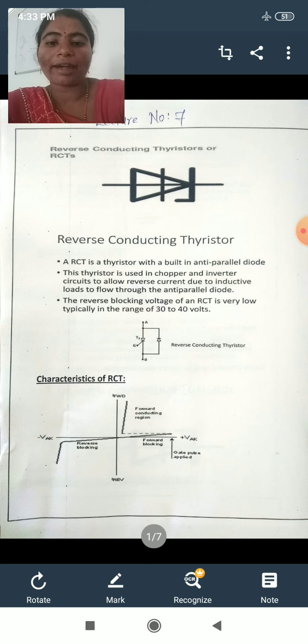Now see the characteristics of the RCT. The characteristics of the RCT are the same as those of the SCR, as shown in the figure. There will be reverse characteristics the same as those of the diode, and forward characteristics the same as those of the SCR. Gate current is present but not shown in the figure.